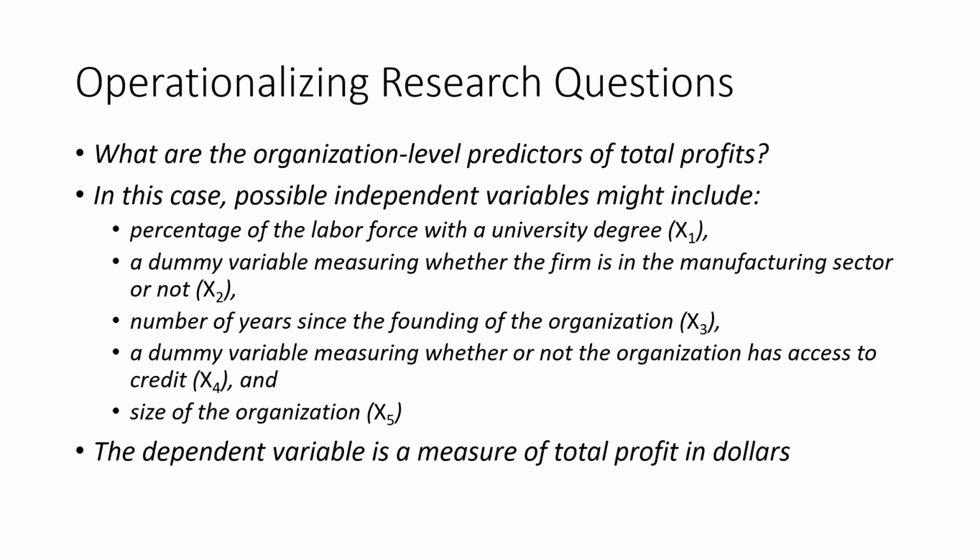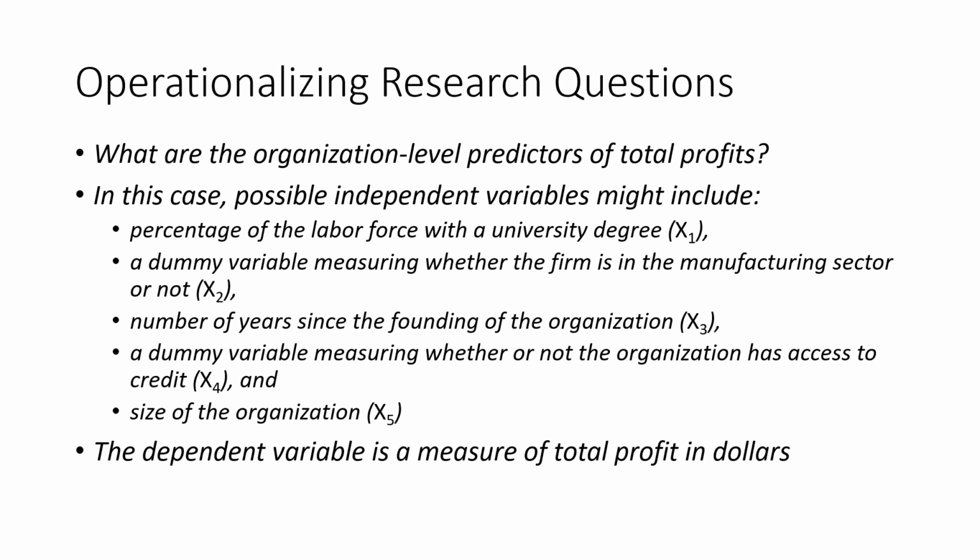The first is the percentage of the labor market with a university degree, and we'll call this x1. The second is a dummy variable. Remember, I told you a couple slides ago about the fact that we can have two category nominal variables as a predictor in multiple regression. So the second is a dummy variable measuring whether the firm is in the manufacturing sector or not, and we'll call that x2. The third is the number of years since the founding of the organization, so how old is it, and we refer to that as x3.